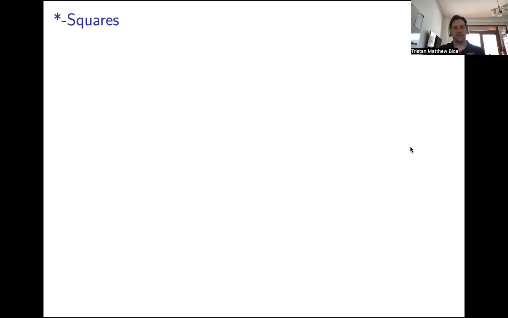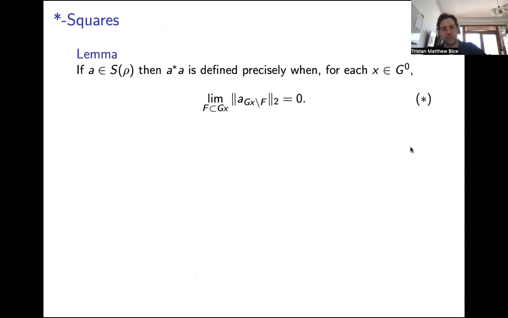So first we have to sort of examine a few basic properties of what I call star squares. So star squares are just elements of this form, A star A. So let's take a section, and let's look at the star square. Now the claim is that the star square is defined precisely when these 2 norms here can go to 0, where you're taking the limit, but at some x here. You're taking some unit x, looking at all the finite subsets of that, right? All the finite subsets of the groupoid which have source x, basically.